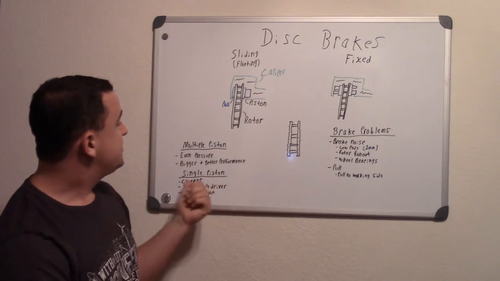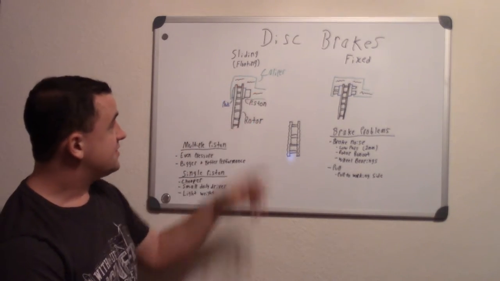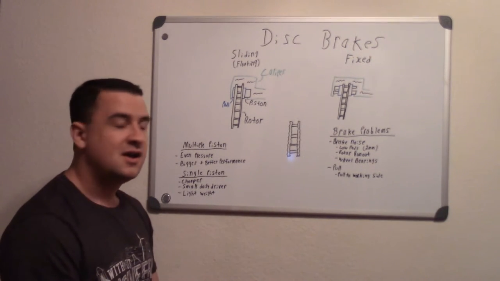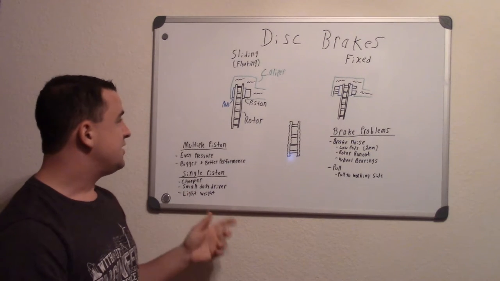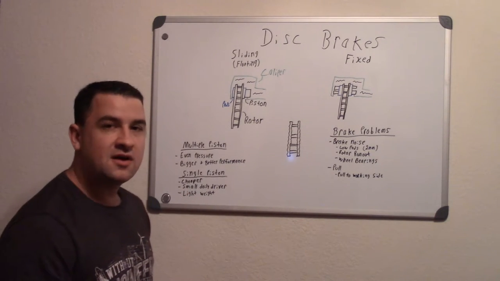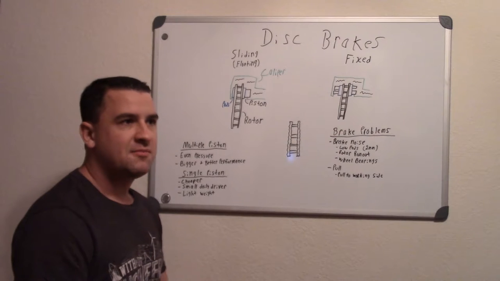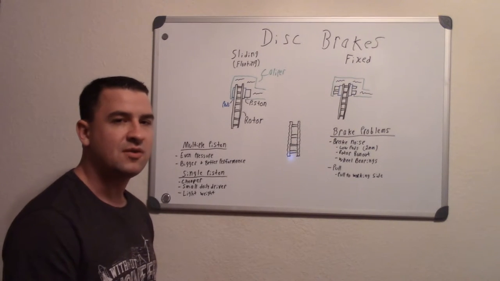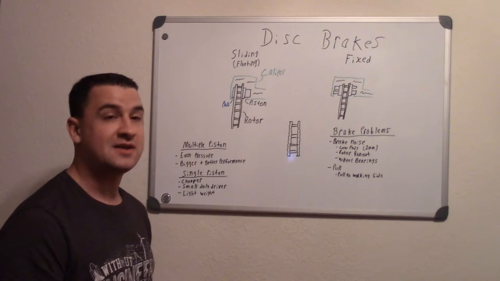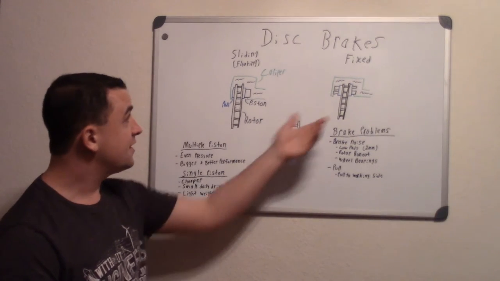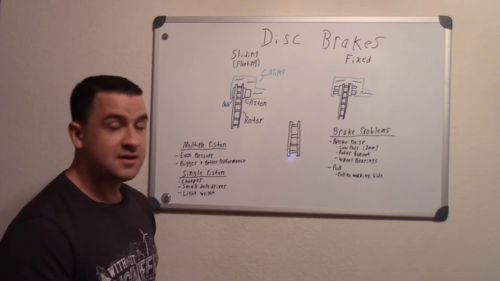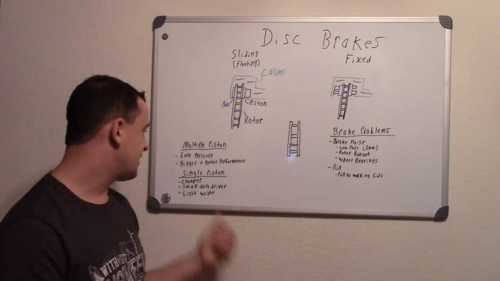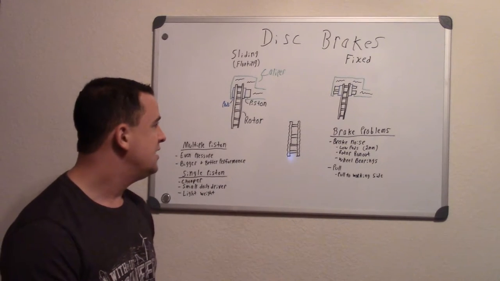Single piston ones, usually on these sliding floating calipers, have the advantage that they're basically cheaper. They're used for small daily drivers and lightweight cars. If you've got a basic small car like a Chevy Cruze or a Toyota Corolla that's lightweight, that you use as your daily driver and you don't race it, you don't need that extra power. You're not going to go fast. So like I said, it's cheaper and it saves you money.